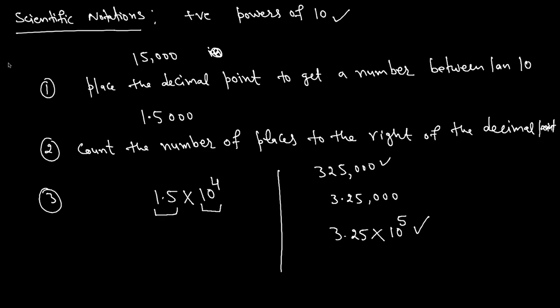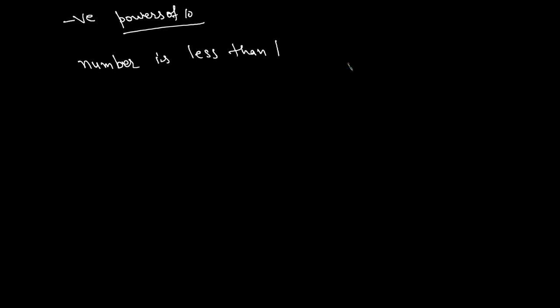Okay, so I'm gonna write negative powers of 10. We use that whenever we are writing a scientific notation for a number that is less than 1. So if a number is less than 1, let's start with the example. So let's say I got 0.0053. Okay, so step 1 is move the decimal point to the right to produce a number from 1 to 10.